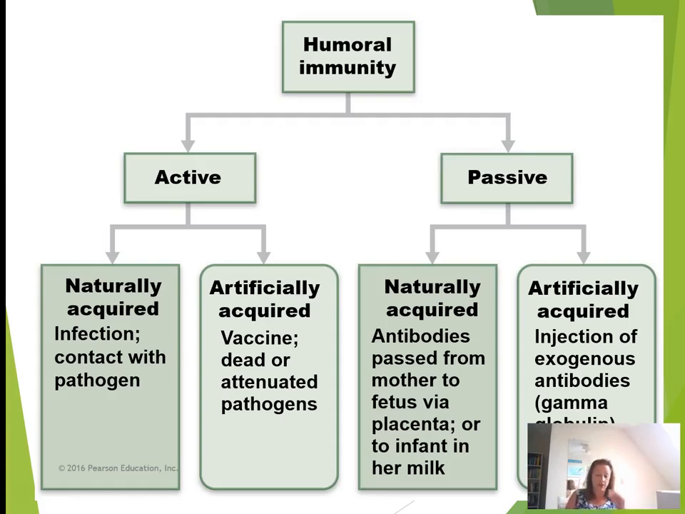Naturally acquired passive immunity, the most common way, right, is fetus via placenta or an infant drinking mother's milk, when the antibodies are passed naturally from parent to child. You can also have an intravenous injection of artificially acquired antibodies.